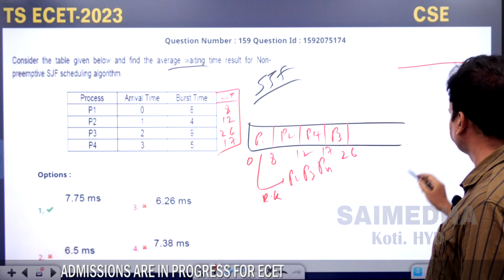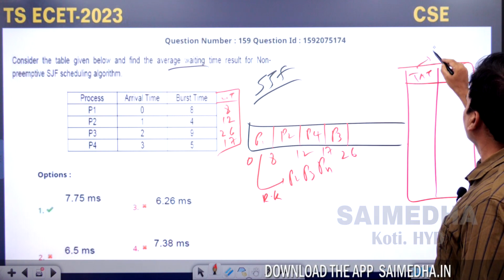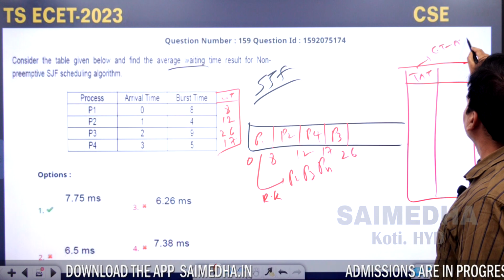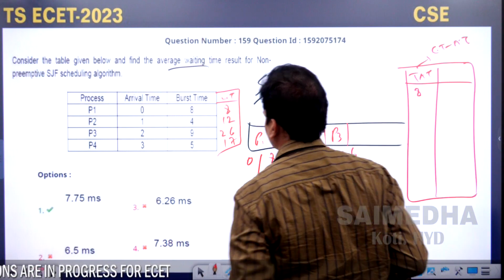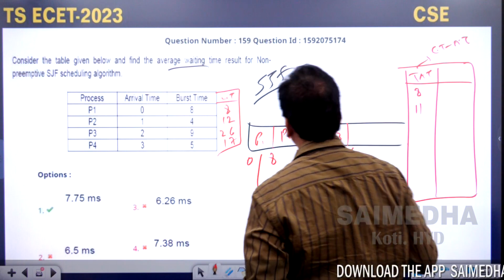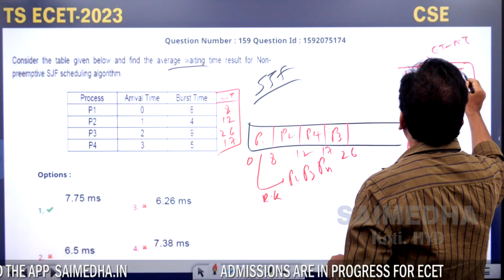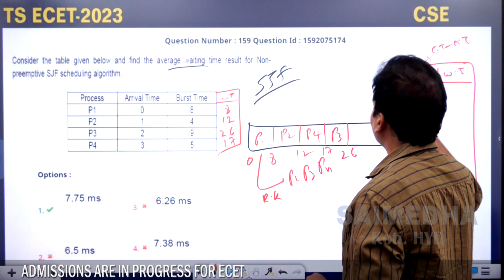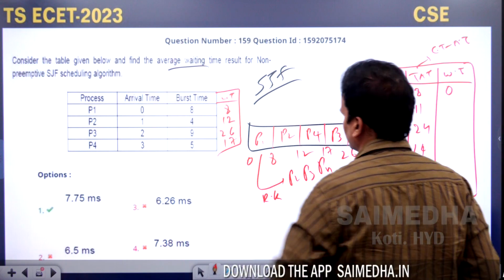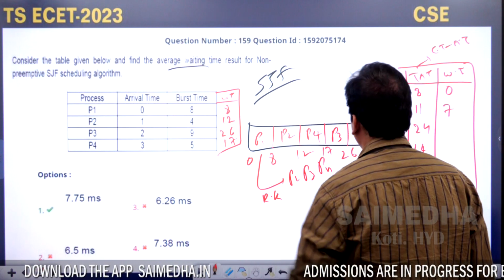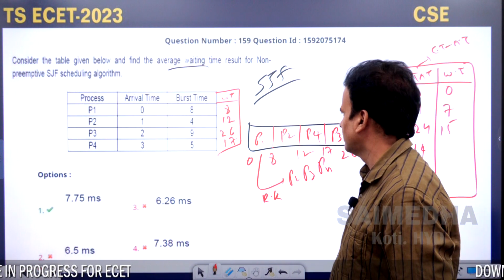Turnaround time and waiting time I will take here. TAT, turnaround time. The formula for this one is completion time minus arrival time. 8 minus 0, 8. 12 minus 1, 11. 26 minus 2, 24. 17 minus 3, 14. Waiting time is turnaround time minus burst time. So 8 minus 8 is 0. 11 minus 4 is 7. 24 minus 9 is 15. 14 minus 5 is 9.